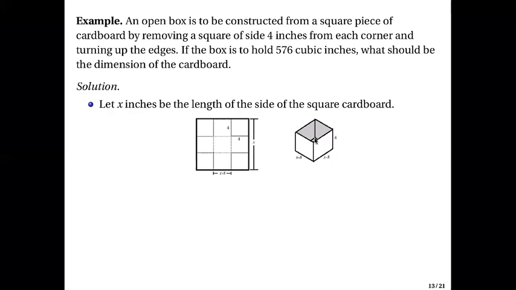So you have the open box, and you want this open box to hold 576 cubic inches, meaning the volume of this open box must be 576 cubic inches. Volume is length times width times height. Length is x minus 8, width is x minus 8 also. Height is equal to 4. So you multiply all of this.